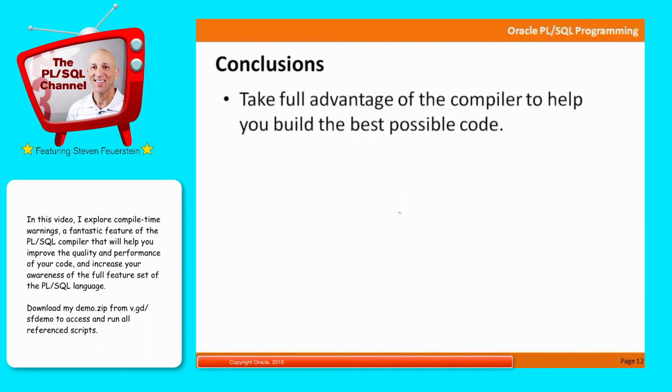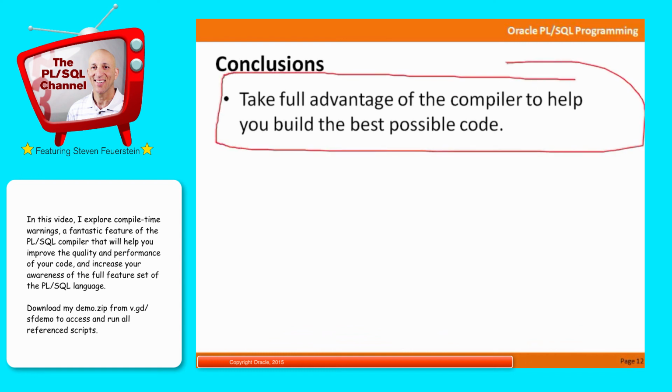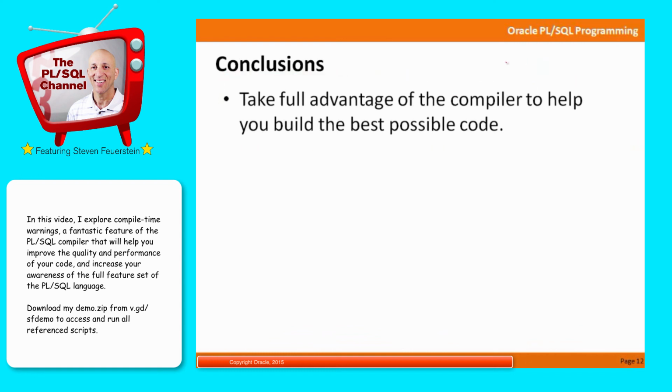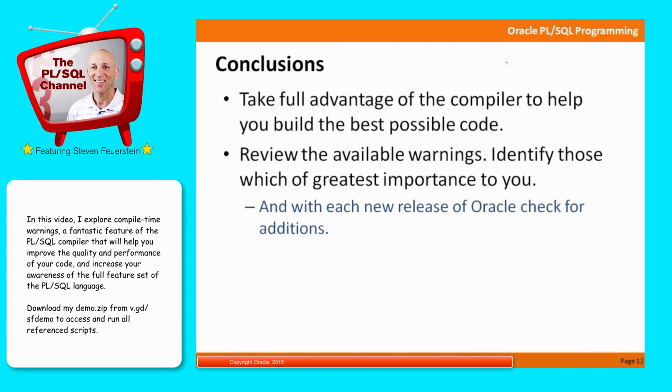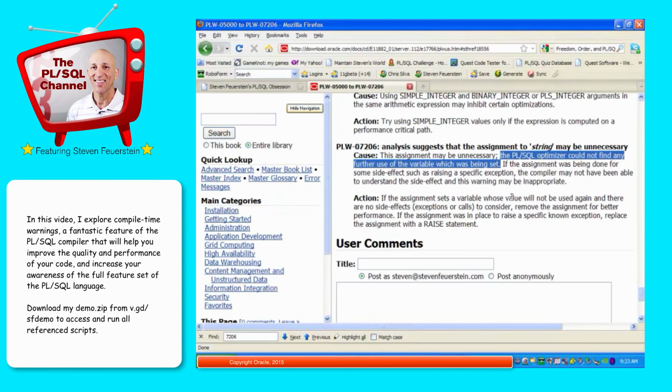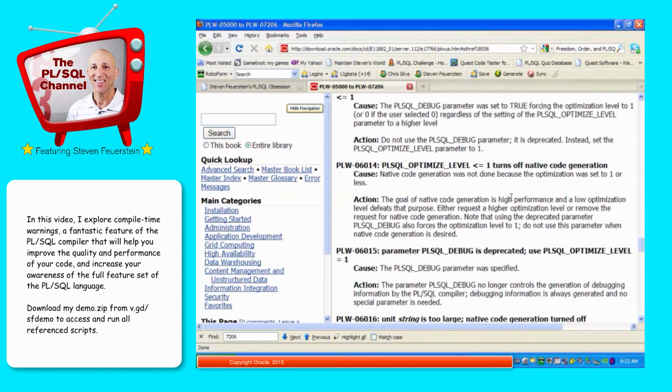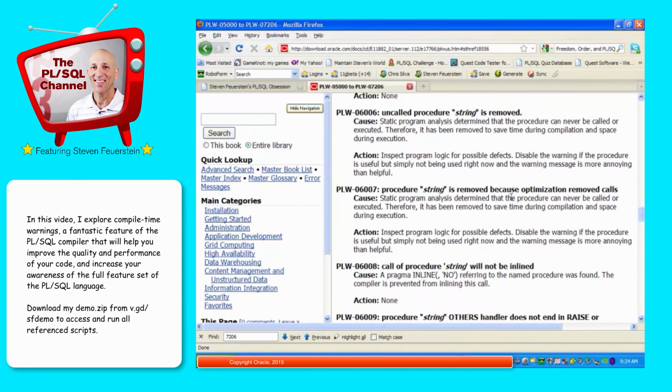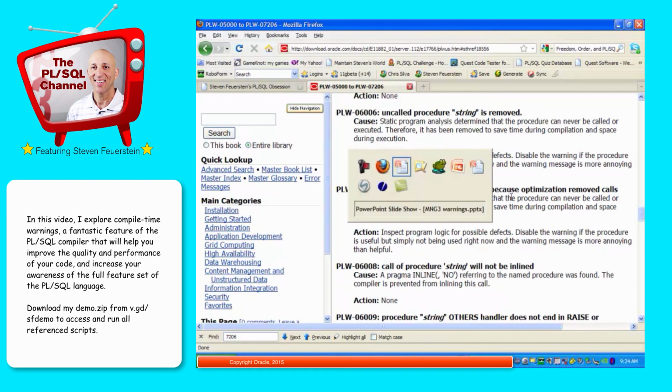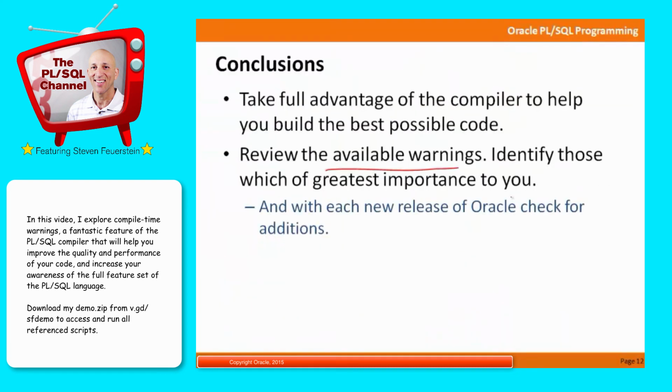Conclusions. You definitely want to take full advantage of all the compiler offers to help you build the best possible code. The optimizing compiler is clearly something you're going to leverage over and over again. The warning subsystem can be of enormous assistance as well. So review those available warnings. Go to the error messages manual. Look at the different warnings. Ask yourself, which of these are really, really important to me? Which are the ones I always want to check for? Which are the ones I could ignore and in fact want to ignore because they keep bothering me?